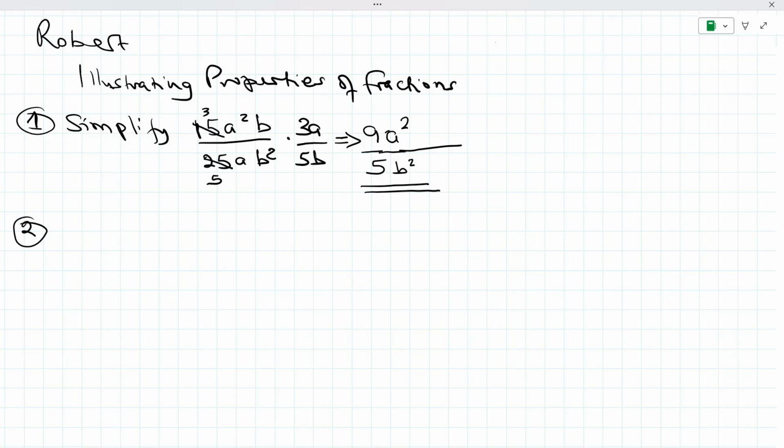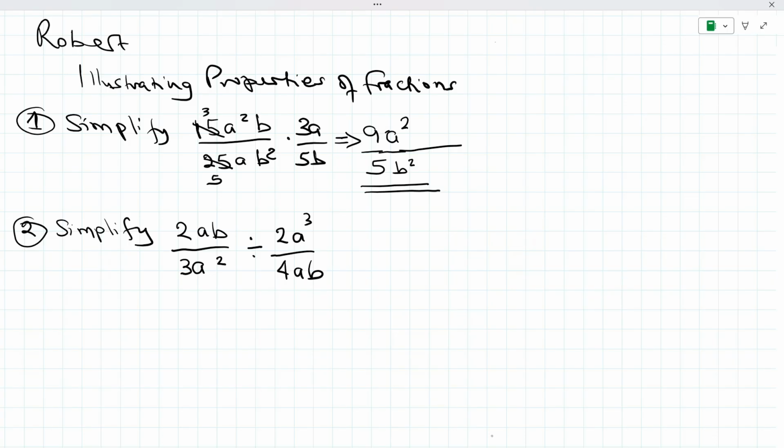So let's try number 2, which says simplify again. Simplify 2ab divided by 3a squared, divided by 2a cubed, and this is being divided by 4ab.